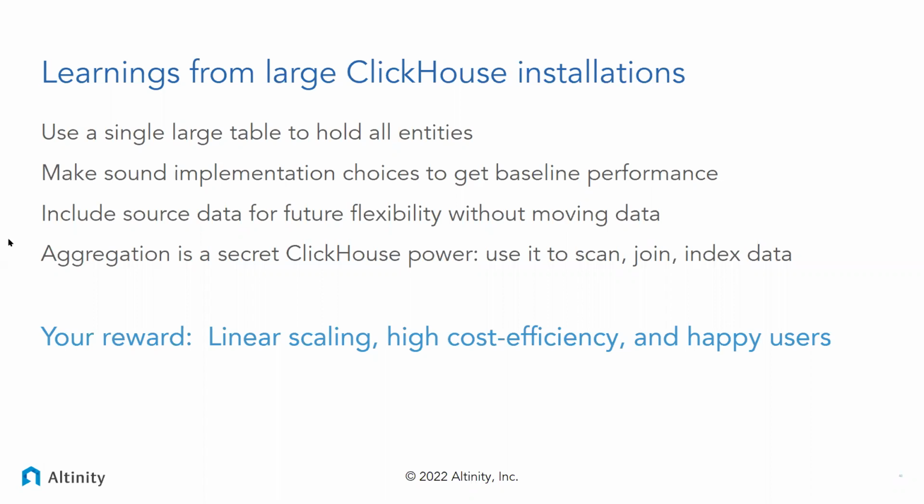And then finally, aggregation is the secret ClickHouse power. I hope it is a little weird when you first use it, but these additional things like the if combinators, the ability to simulate joins, the ability to use materialized views. These are features which are really the things that allow ClickHouse to be incredibly fast and beat just about all comers. If you use them, you'll be happy. And the reward is linear scaling, good cost efficiency, and of course, happy users because they can actually see raw data and get useful problems solved.